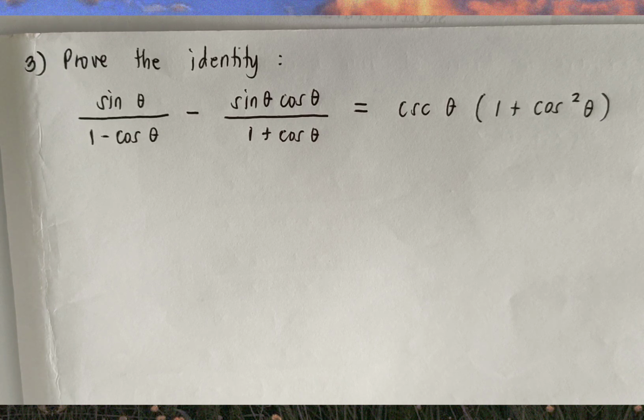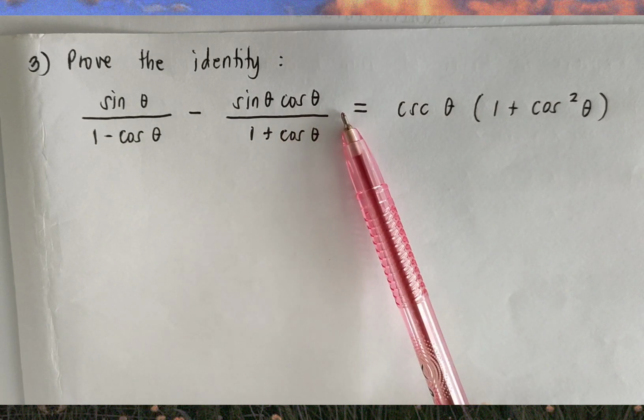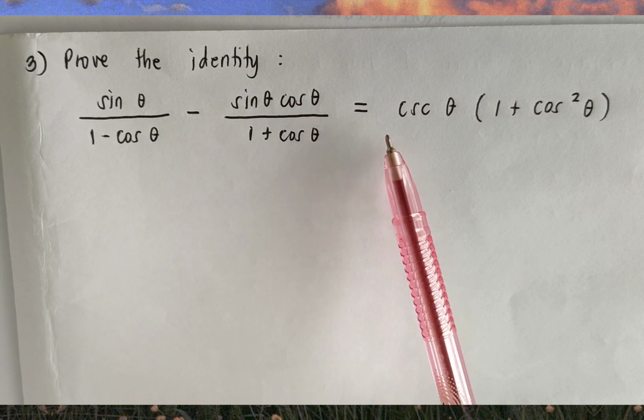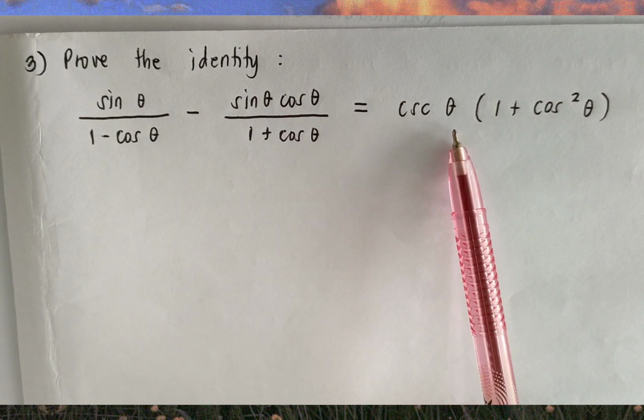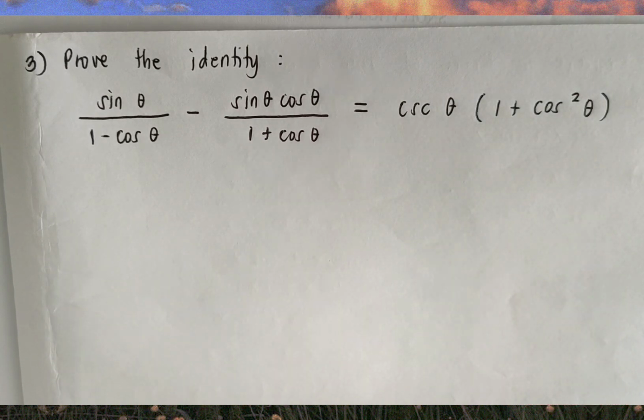Now let us examine the first one. We need to prove: sine theta all over 1 minus cosine theta minus sine theta cosine theta all over 1 plus cosine theta. Is it equal to cosecant theta times 1 plus cosine squared theta? Just like what I've told you, the left side of the equation looks complicated, isn't it? And so we start with this side.